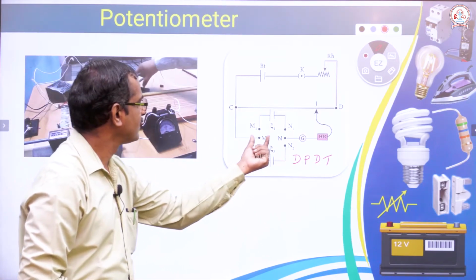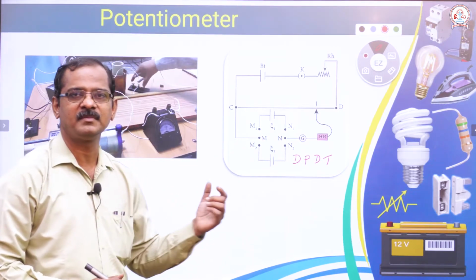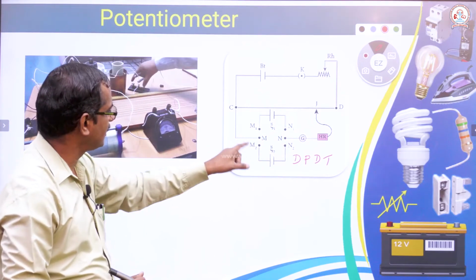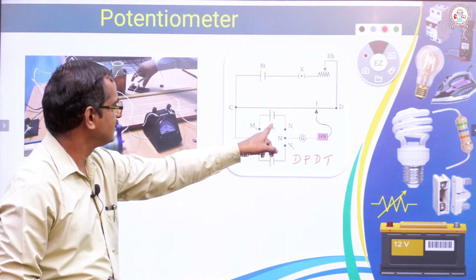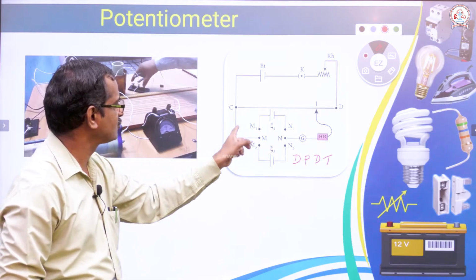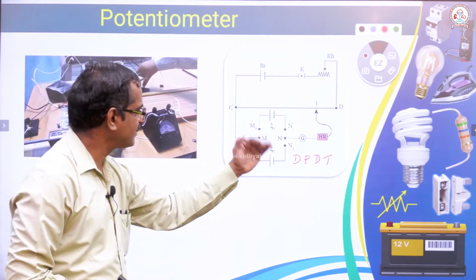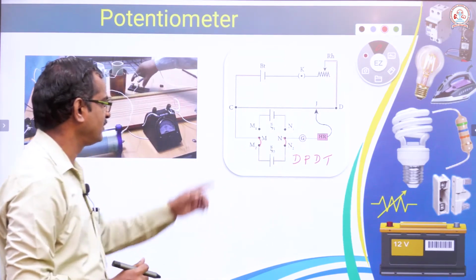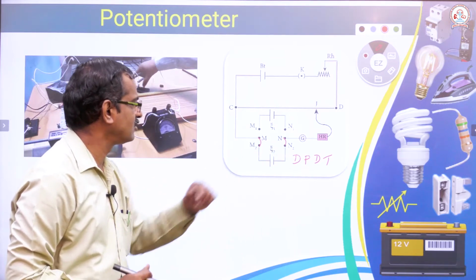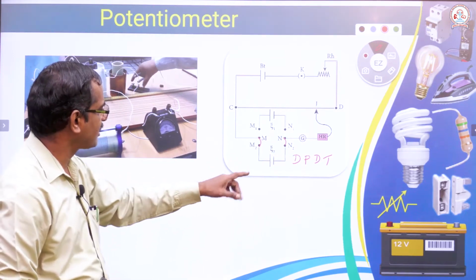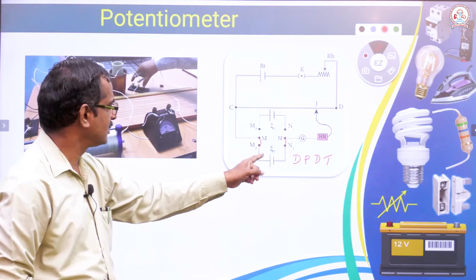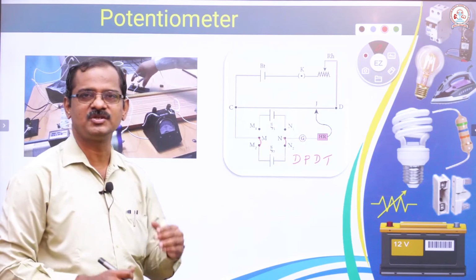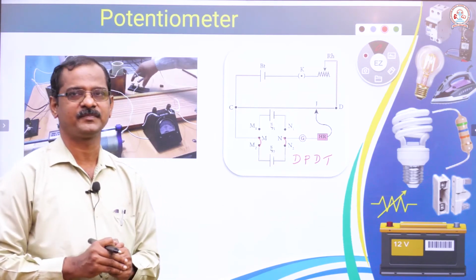At one stage, the points M and N will have contact with M1 and N1. Then only current from the battery epsilon 1 will flow through the circuit. When you change the contact, M will have contact with M2 and N will have contact with N2. That time only current from battery 2, epsilon 2, will flow through the circuit. So, the DP-DT switch is used to change the direction of flow of current.